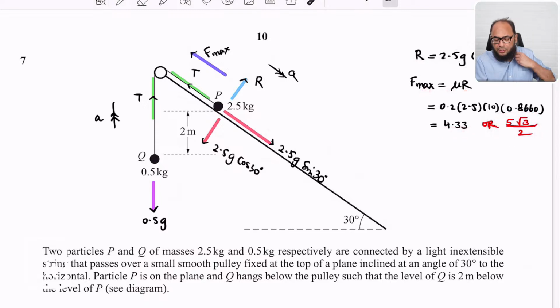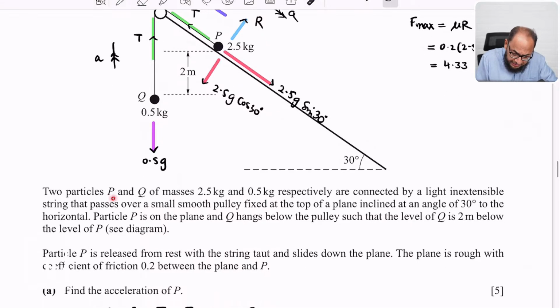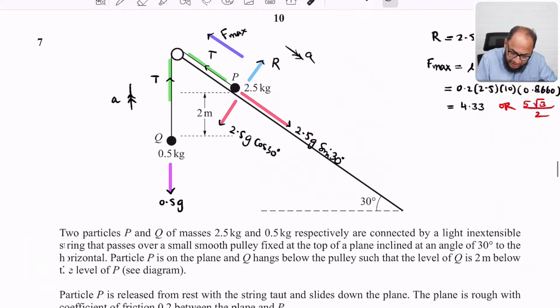If you want the exact value, that's right over here. I think the decimals are perfectly fine. So I think it's 4.333, or maybe it's exact. Just double check. Two particles are there. And now the working is this.